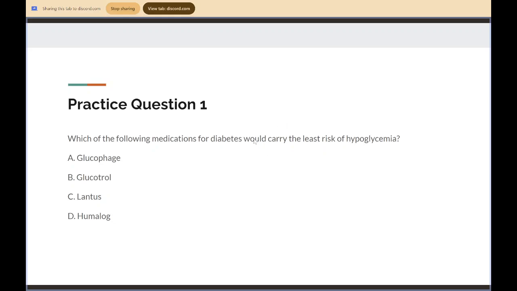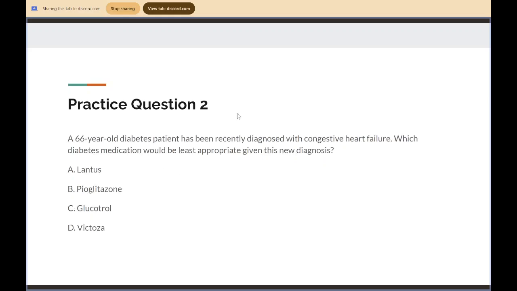So that is practice question 1. Good job. All right, practice question 2. A 66-year-old diabetes patient has been recently diagnosed with congestive heart failure. Which diabetes medication would be least appropriate given this new diagnosis?